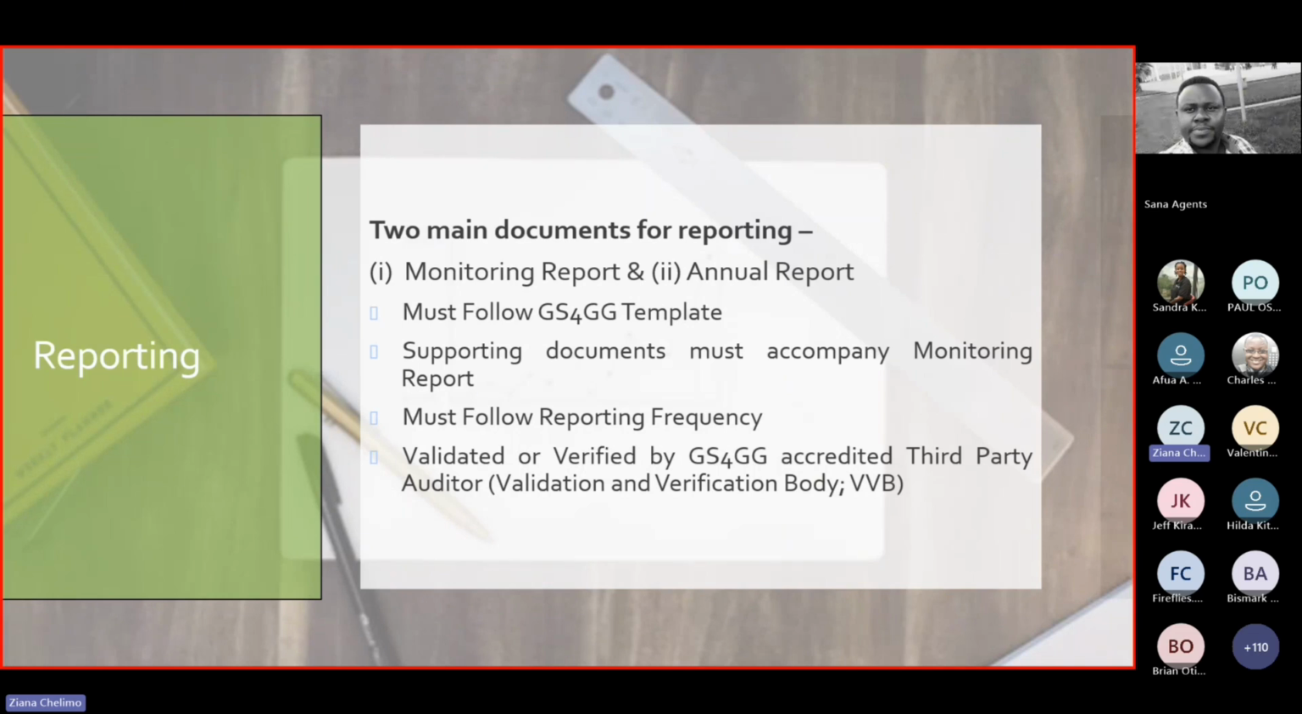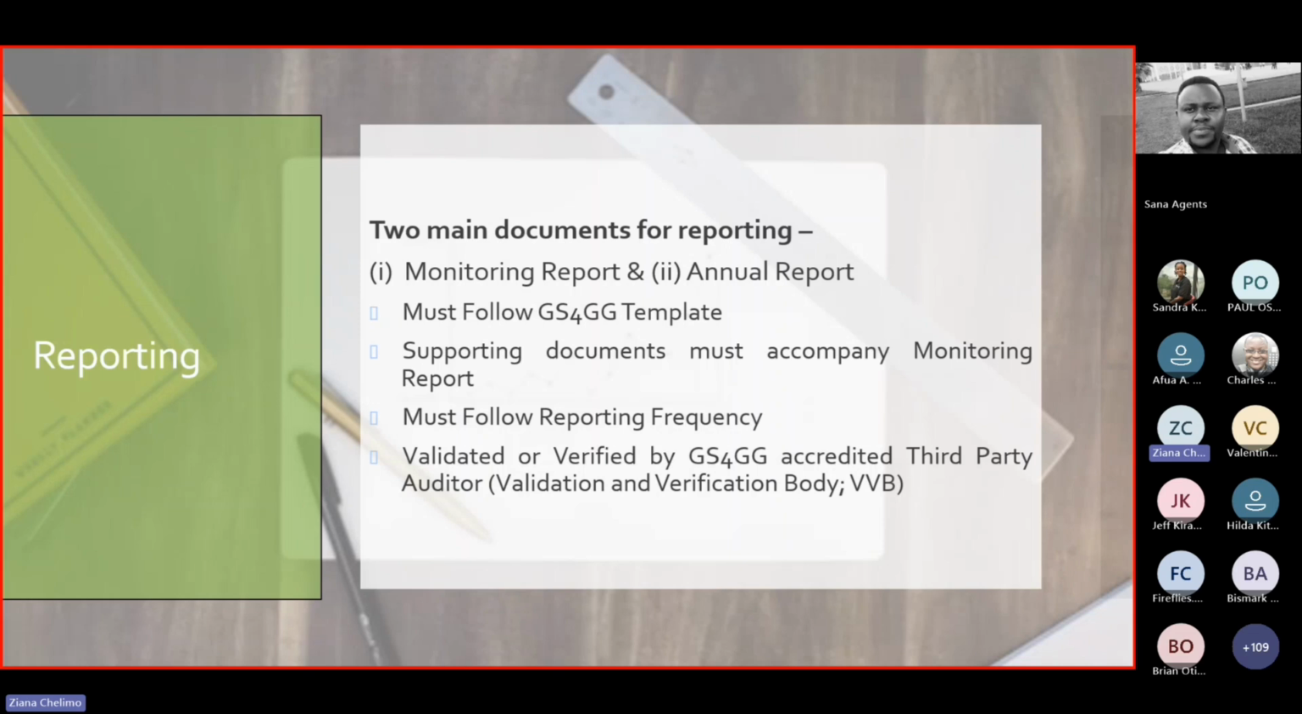All project reporting must be conducted using the Gold Standard prescribed template, and this template is designed to capture all the necessary details, including the emission reductions, the sustainable development impacts, and also the monitoring data in a structured form. By adhering to the prescribed template, the developers can then streamline the review process and facilitate transparency to ensure that all the required information is provided in an organized and accessible manner.